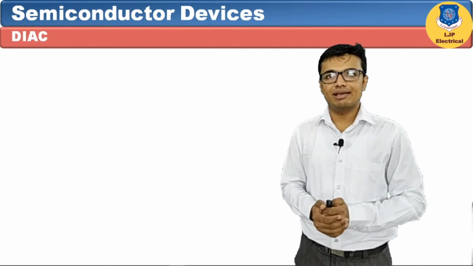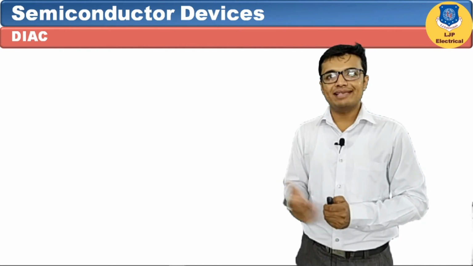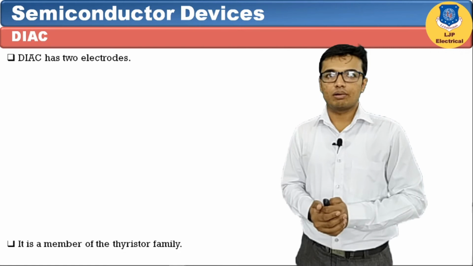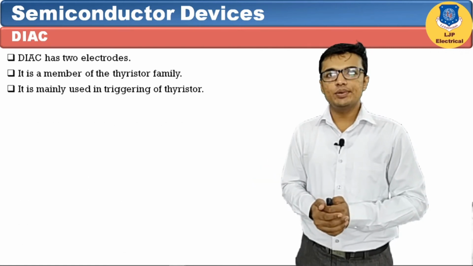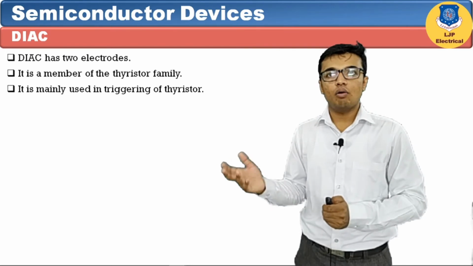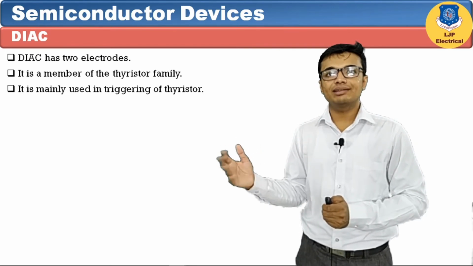Let's see the next device, that is DIAC. DIAC means diode for AC supply. It has two electrodes. It is a member of the thyristor family. It is mainly used to trigger an SCR or a triac. Generally, it is widely used to trigger the triac.